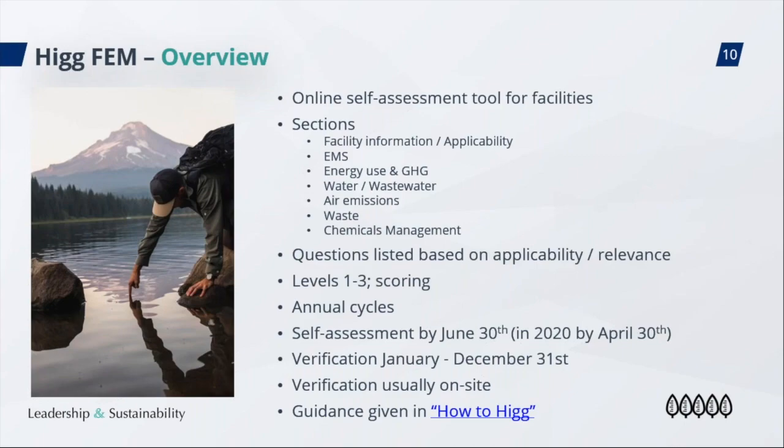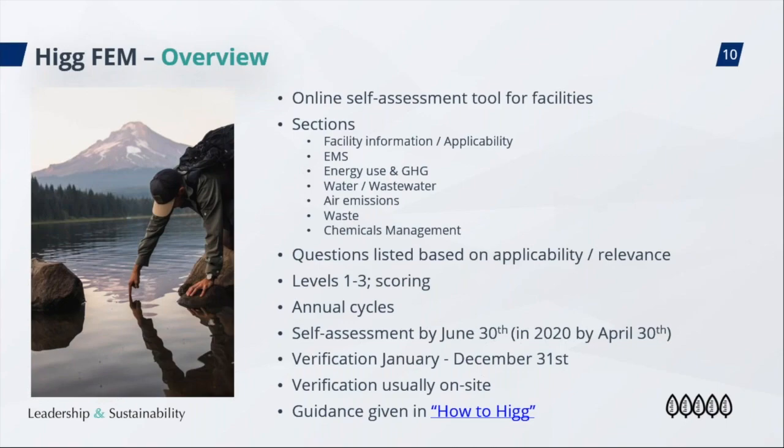There are annual reporting and verification cycles. And in this year, for example, the self-assessment was due by June 30th, but it actually opened up again. So currently there are new facilities again taking the self-assessment. And in next year, the self-assessment for the first phase will be due by April 30th, as far as we know today. And the verification can take place anytime, January to December.